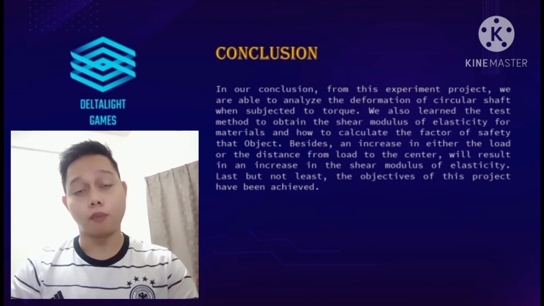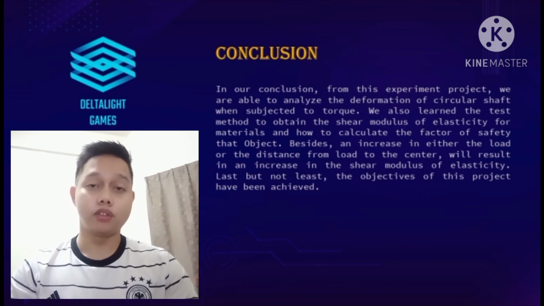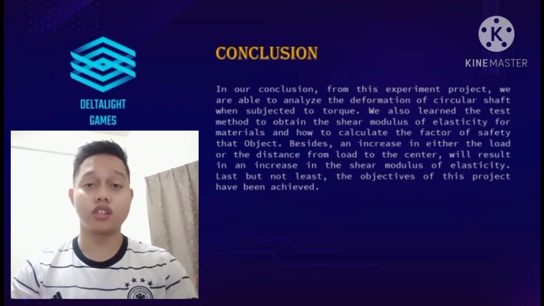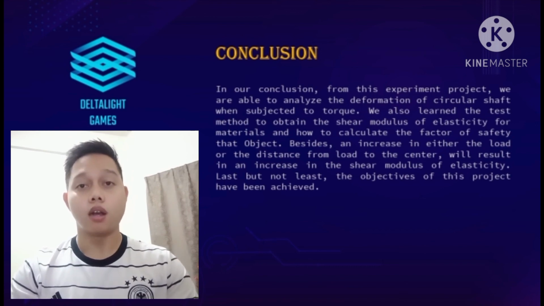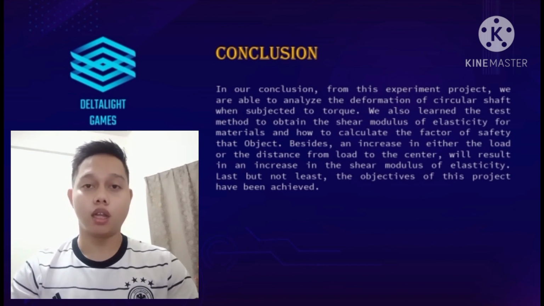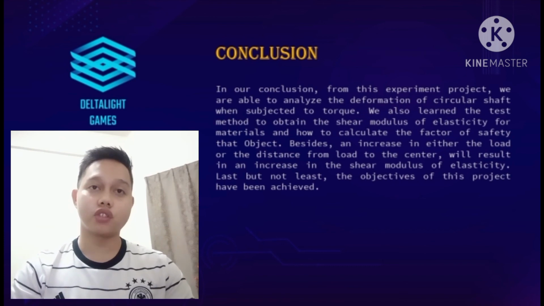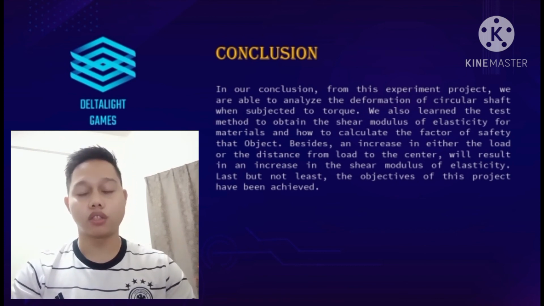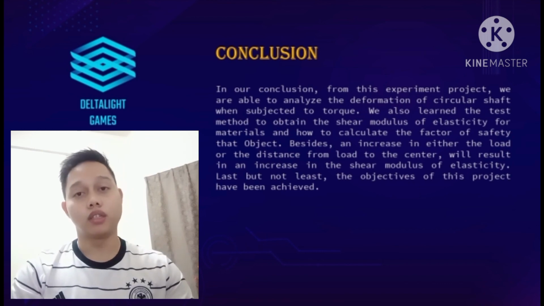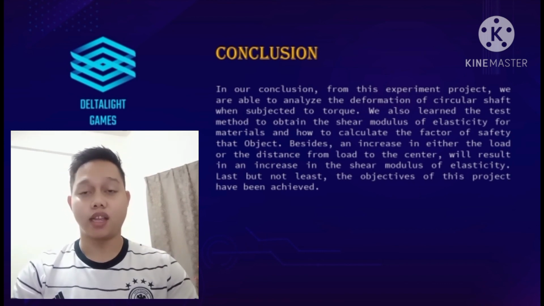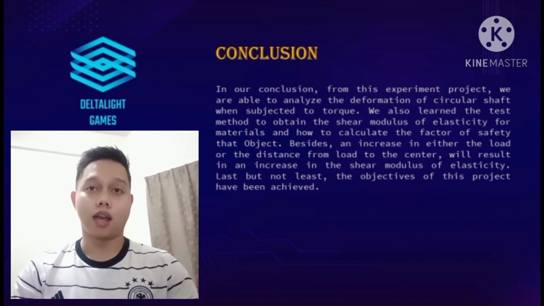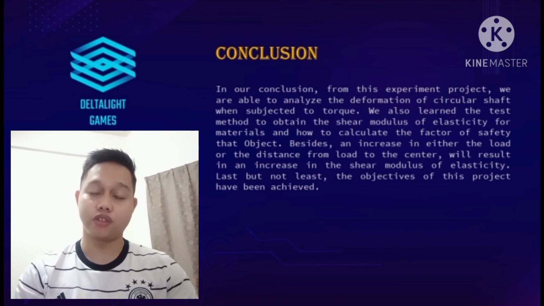In our conclusions from this experiment project, we are able to analyze the deformations of a circular shaft when subjected to torque. Apart from that, we also learned about the test method to obtain the shear modulus of elasticity for materials and how to calculate the factor of safety of the object. Besides, an increase in either the load or the distance from the load to the center will result in an increase in the shear modulus of elasticity. Last but not least, the objectives of this experiment project have been achieved.